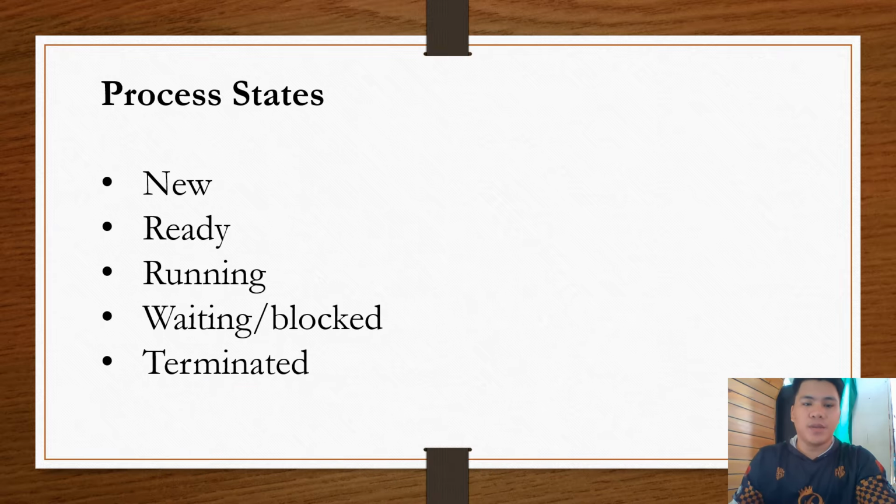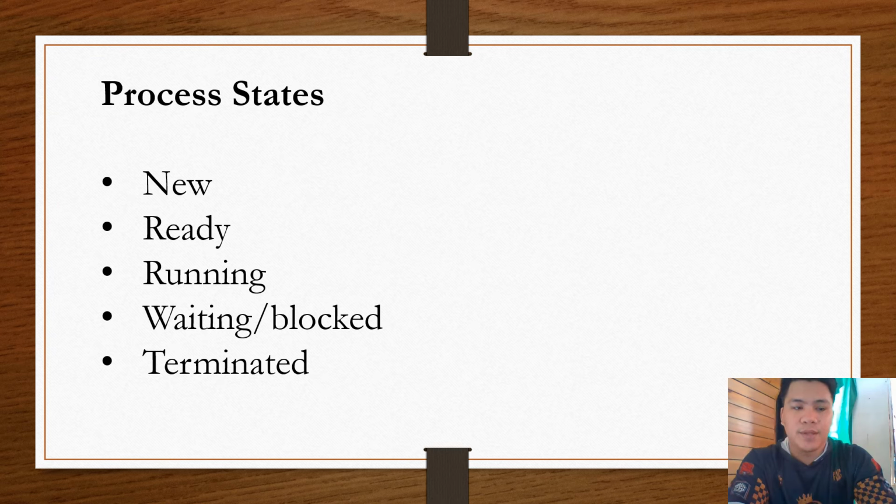So, process state. What is process state? Process state is the status of a process at a particular moment in its life cycle. There are different states: new, ready, running, waiting or blocked, and terminated. Let's start with new. New is when the process is being created and set up by the OS. Ready: the process is prepared to run and waiting for the CPU to be assigned. Next is running: the process is currently being executed by the CPU.